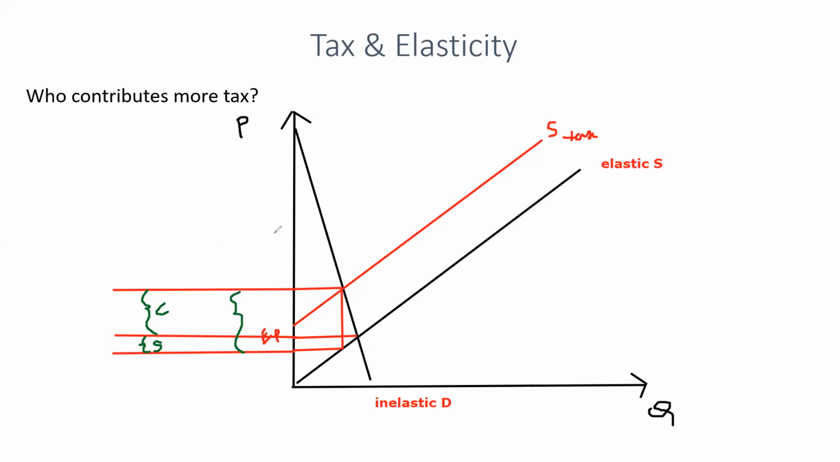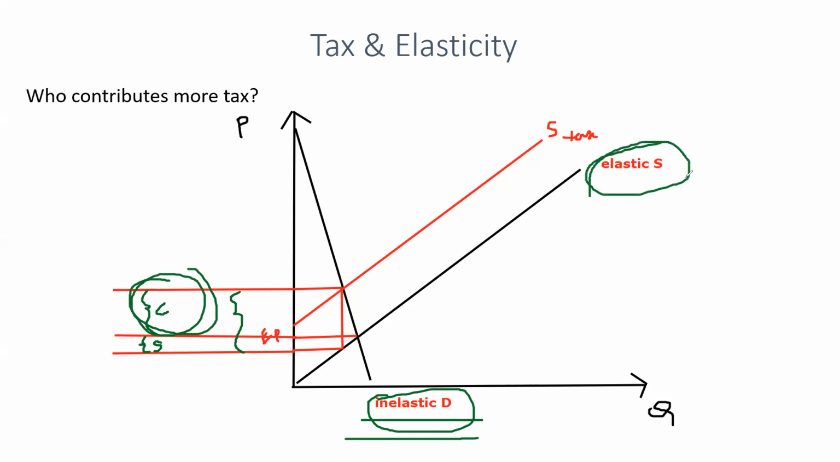What kind of curve did the consumers have? The demand curve is the consumer's curve, isn't it? It was inelastic. So what is our conclusion? Whoever has the more inelastic curve, that particular group, so it could be consumer or the producer, will contribute more tax. The one that has more elastic curve will contribute less tax. Okay, so the elasticity actually helps us understand between the consumer and the seller who is contributing more and who is contributing less. Let's move on to the next topic.